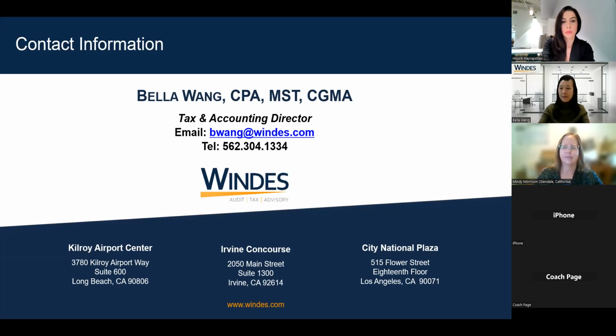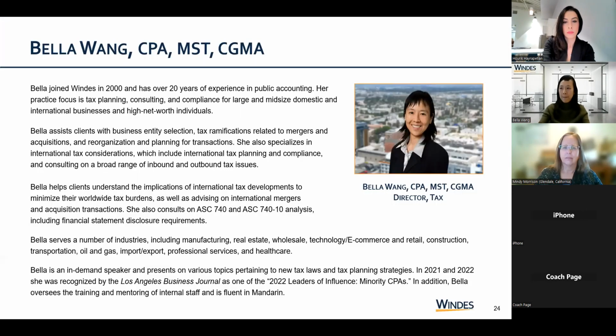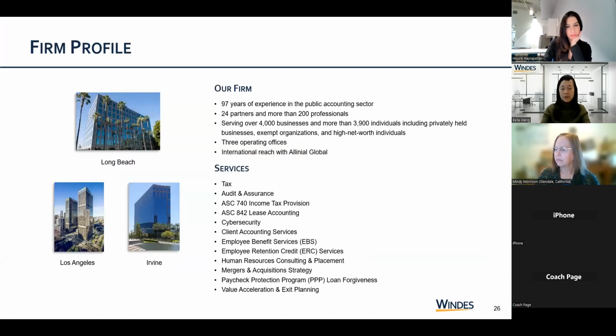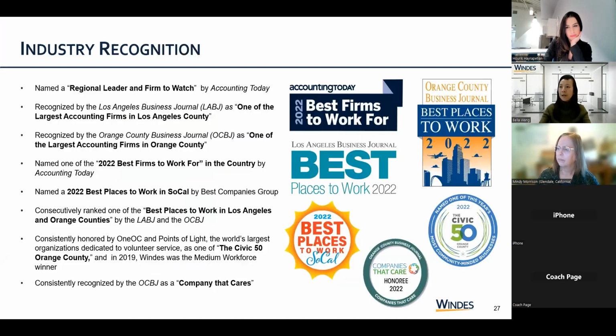I also have some information at the end: this is my bio, and here's some background information about our firm. We've been around for 97 years. We have 200 professionals and 3 offices, but the one in LA is more of a satellite office, so mainly Long Beach and Irvine. We cover LA and Orange County, and we do audit, tax, and employee benefit services, but we also have audit advisory services. If you're interested in knowing more about our services, feel free to reach out to me. And this is just some of the awards we got.